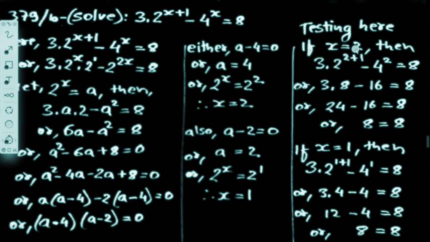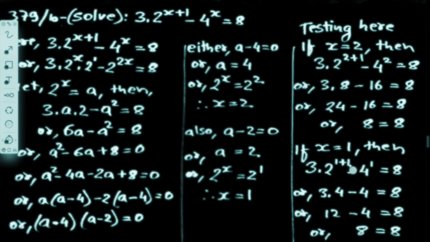24 minus 16 is 8, 8 equal 8. It means our x equal 2 is the right answer. It satisfies our equation. 8 equal 8 means this satisfies our equation. If x equal 1, from our second answer, then 3 into 2 power 1 plus 1, x plus 1 means 1 plus 1, minus 4 power 1 equal 8. 3 into 2 power 2 is 4. So 3 into 4 minus 4 power 1 is 4 equal 8, or 3 into 4 is 12 minus 4 equal 8, or 12 minus 4 is 8, 8 equal 8.